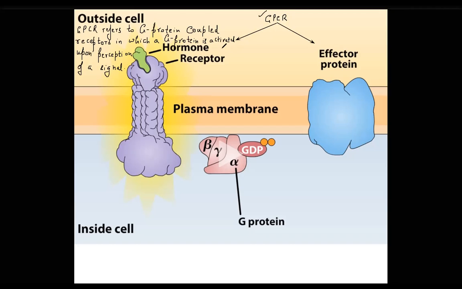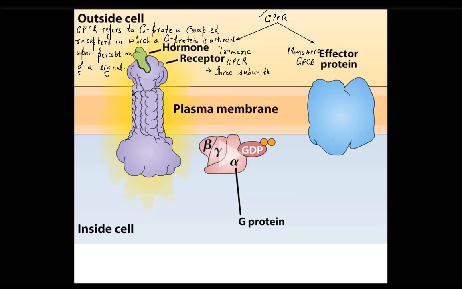Now these GPCR can be trimeric GPCR, or they can be monomeric GPCR. What do you mean by trimeric GPCR? Trimeric GPCR has three different subunits. Which are the three different subunits present? One is called the alpha subunit, the beta subunit, and the gamma subunit.